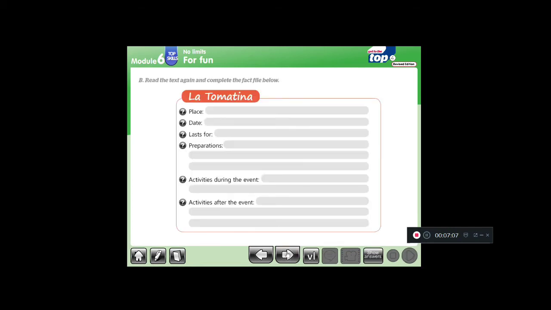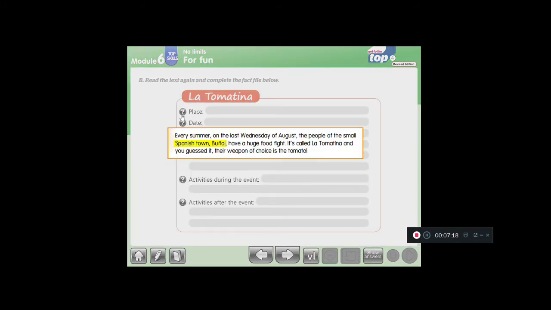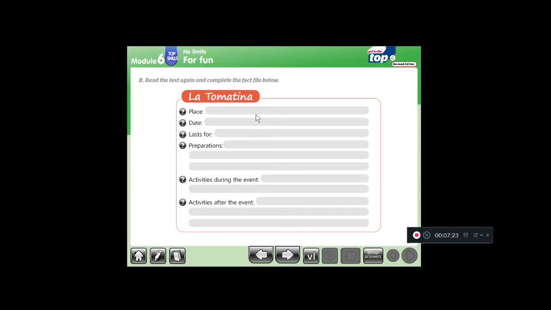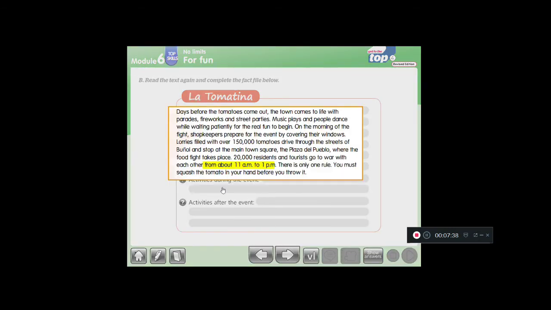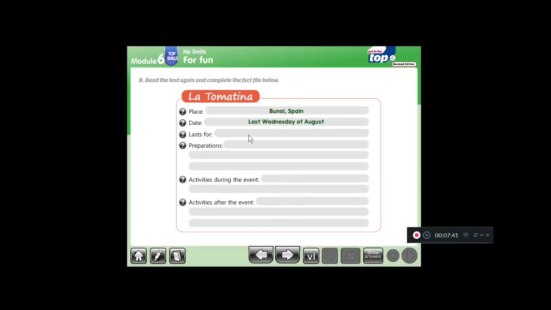Now, let's complete the information. We have right here the place. Nos están preguntando sobre el lugar. Let's look for the information. We have it's in Spain, Buñol. Okay, Buñol, Spain. The date, it's in August, right? Last Wednesday of August. ¿Cuánto tiempo dura? Who remembers? It's about from 11 a.m. to 1 p.m. About 2 hours.